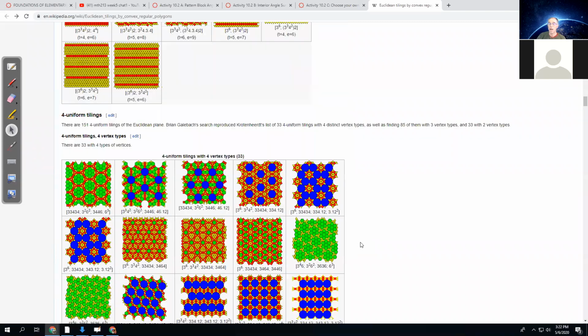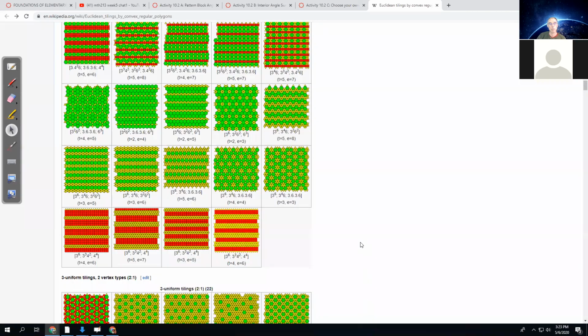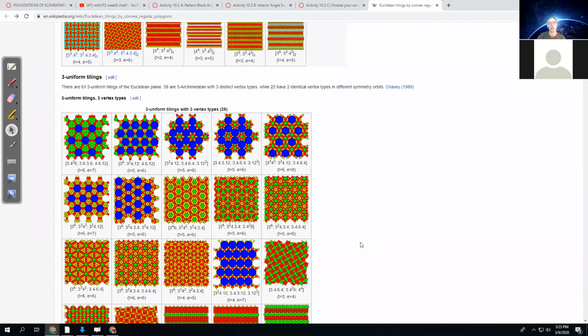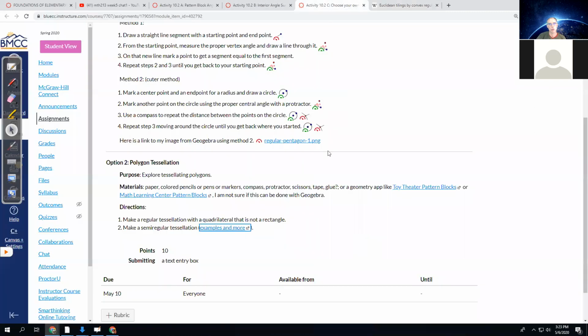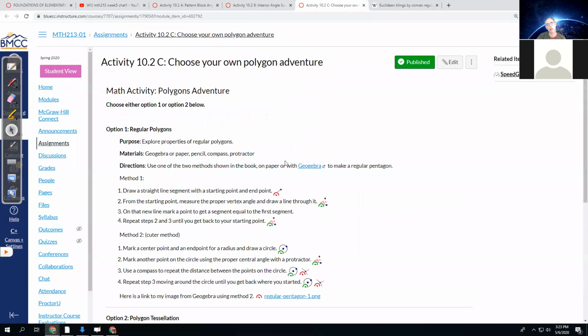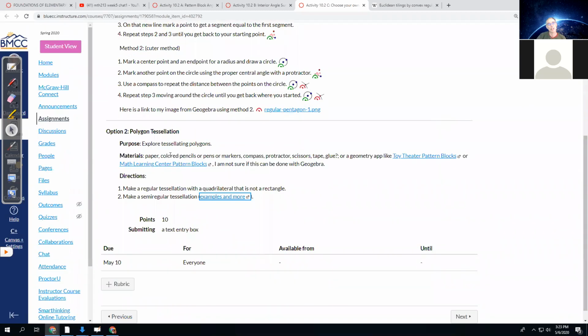But we could use pattern blocks to make some interesting repeatable patterns. And that's what I'm looking for here. A tessellation is a repeatable pattern that you could lay down on a floor, for example, or on a wall, or just on a piece of paper. So that's the other option for the choose your own adventure. Either you're going to build me a regular polygon on paper or in Geogebra, and then you can send me your Geogebra file or upload your picture that you drew, or you're going to design a couple of tessellations.